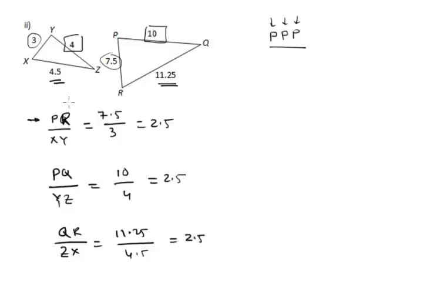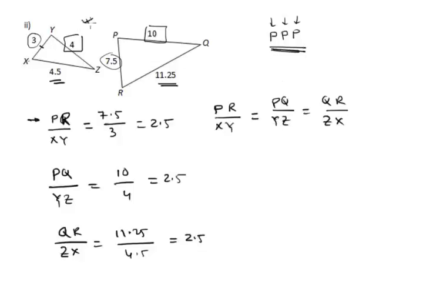So here we can see that the three arms are corresponding arms and their ratios are equal. That means PR divided by XY equals PQ divided by YZ equals QR divided by ZX. This arm divided by this one, and this one divided by this one, are constant, they are the same. That means these proportions are the same.